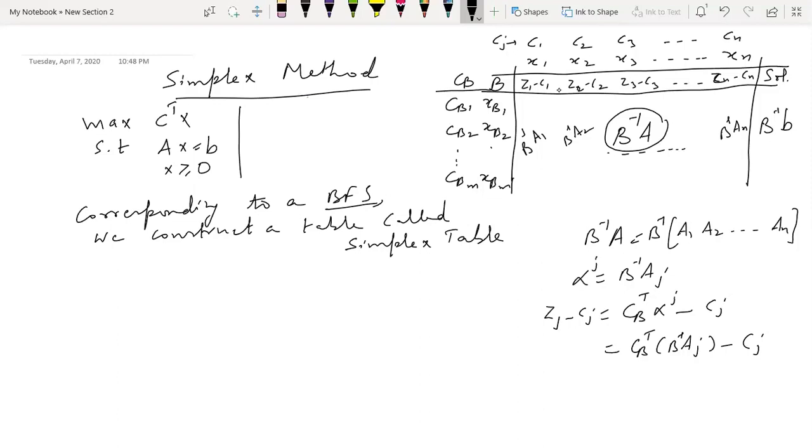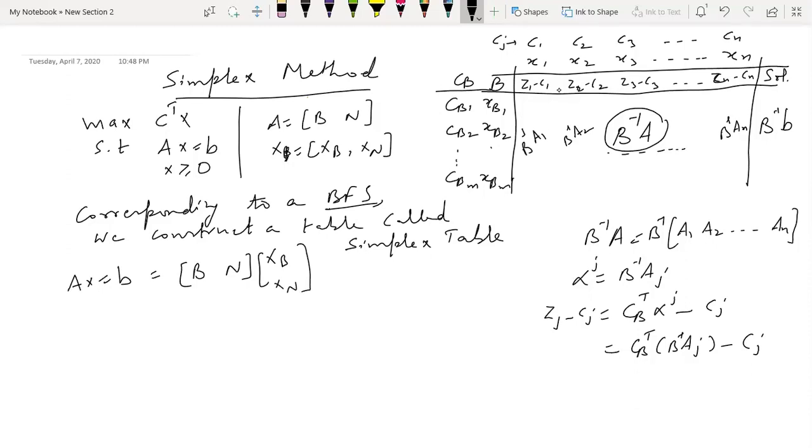So this is the main structure of my simplex table. What is a simplex table? A simplex table actually represents your basic feasible solution. In a basic feasible solution, you were dividing the matrix A into a basis matrix and a non-basis matrix, and similarly all the variables were divided into two components, xb and xn. Then the system AX equal to b was nothing but B N multiplied by xb xn. So this was equal to what?